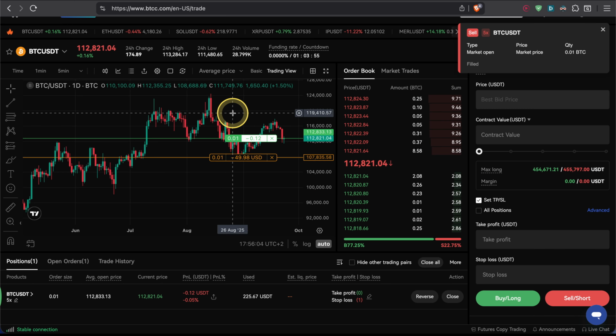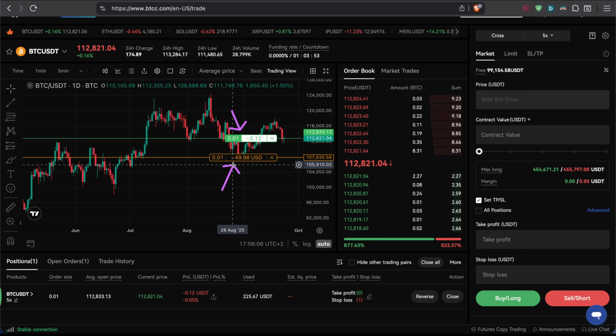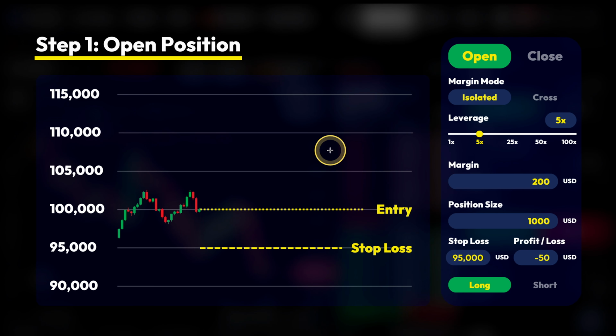I can also directly see it in the chart. This is where I entered, and down here is my stop loss. So now we've got this trade opened. If the price doesn't go into our desired direction, we've limited our losses with a maximum 1% loss.